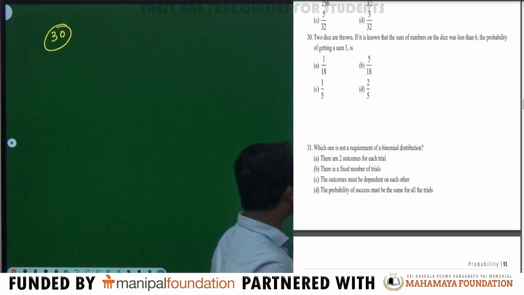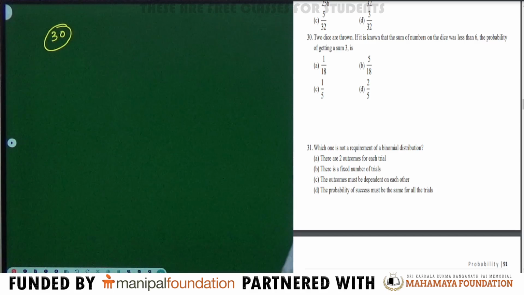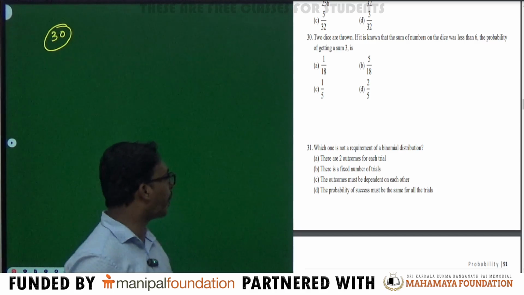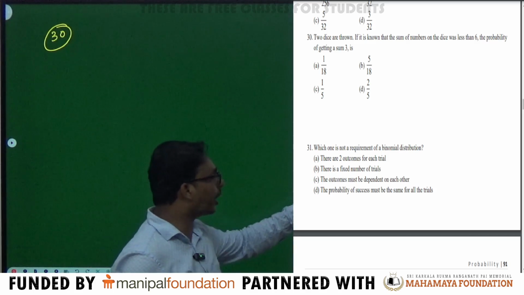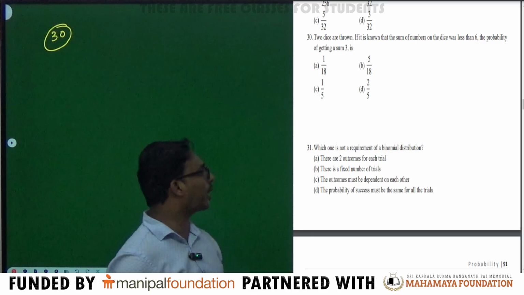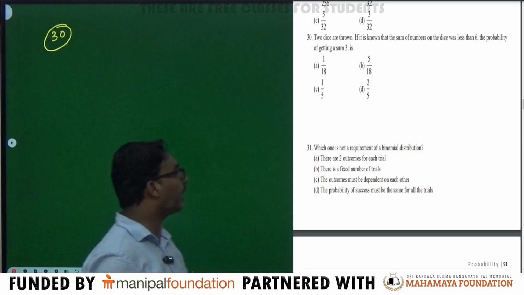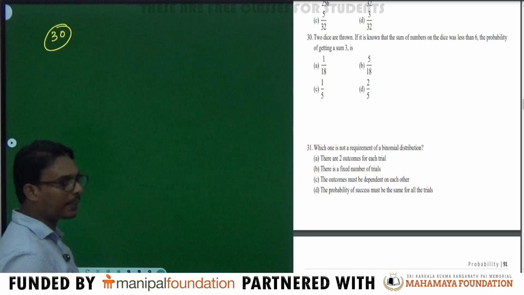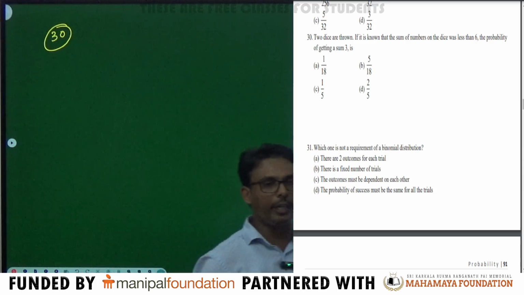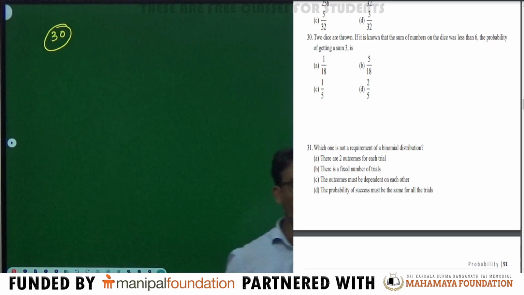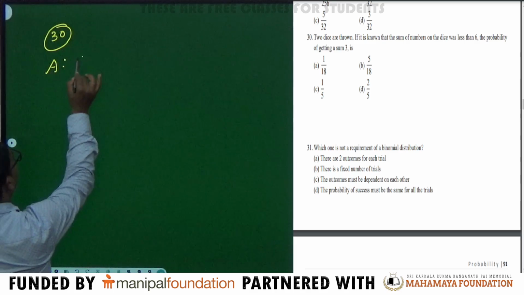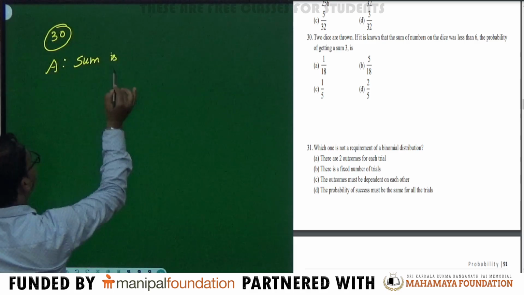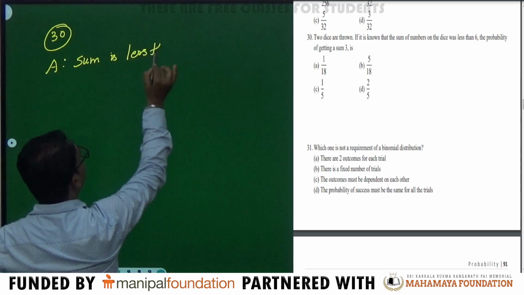It is known that the sum of the numbers on the dice was less than 6. Then the probability of getting a sum of 3. Again, this problem is based on conditional probability, because it is known that this event has already occurred, that the sum of the numbers on the dice was less than 6. Less than 6 means it may be 5, 4, 3, 2, or 1. Therefore, assume that A is the event that the sum is less than 6.